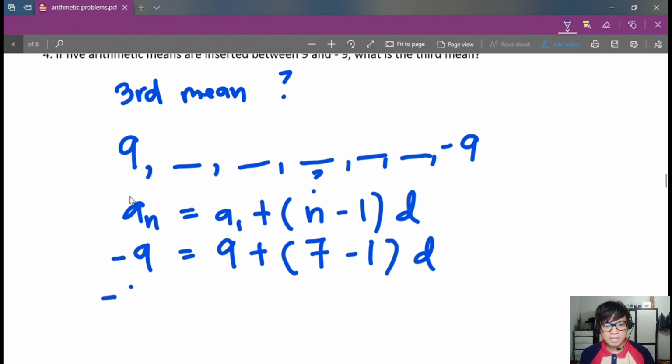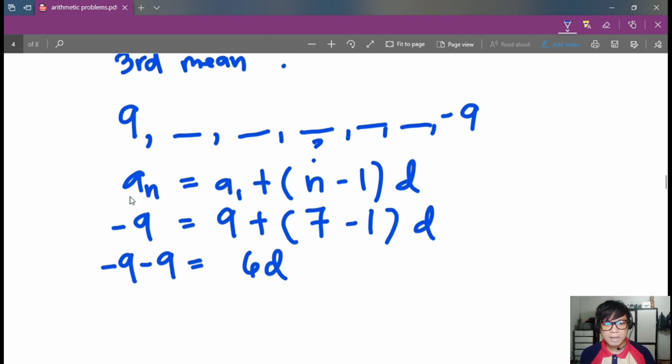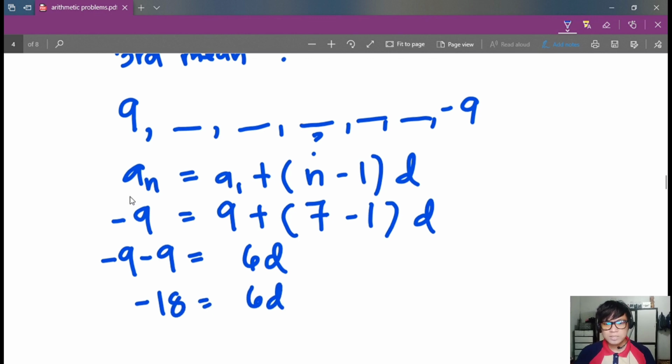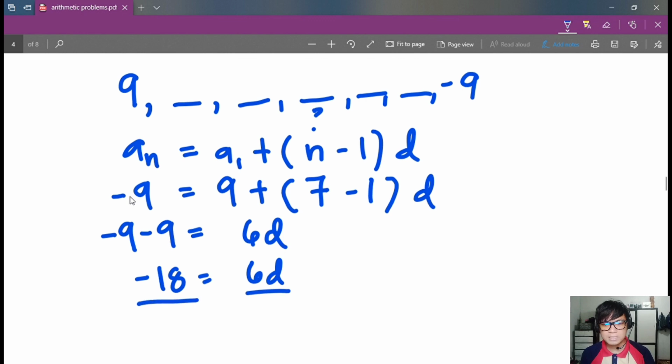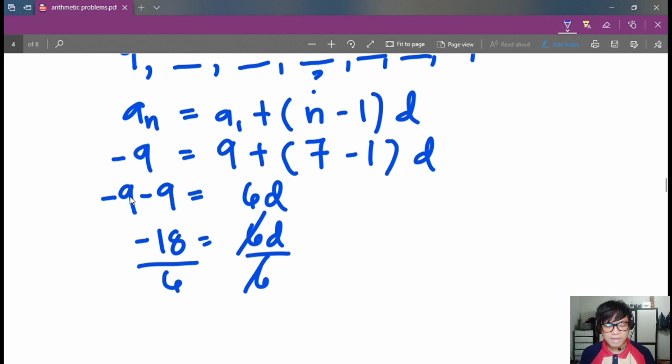Kasi si D ay yung hinahanap natin. So, negative 9, ilipat na ito siya kaagad para malesen na yung trabaho natin. So, negative 9 minus 9 is equal to 7 minus 1 is 6 times D. That's 6D. So, negative 9 minus 9 is negative 18 is equal to 6D. So, divide both sides by 6 para maalis na si 6 dito sa D. So, that's negative 18 divided by 6 is negative 3. So, D is equal to negative 3.